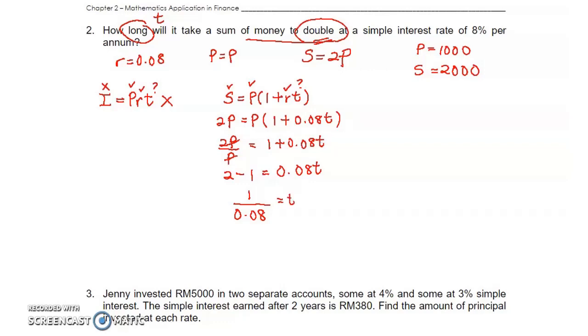So T equal to, remember this T is in years, 1 divided by 0.08, which is 12.5 years. So in this case, if you invest money at a rate of 8%, for example if you invest 1,000, in order to get double, which is 2,000, you need to invest for 12.5 years.